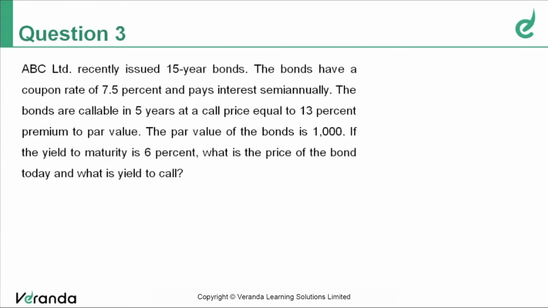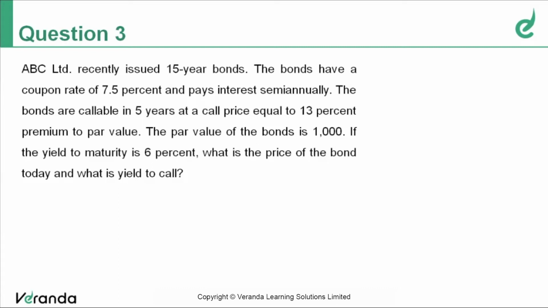Now, ABC Limited issued a 15-year bond. The bonds have a coupon rate of 7.5%, paying semi-annually. That means in a year 2 times. In 15 years, 30 payments will be made. The bonds are callable in 5 years at a call price equivalent to a 13% premium to par value. That means when you break the contract, the person who is breaking the contract has to pay a penalty, which you call a premium.